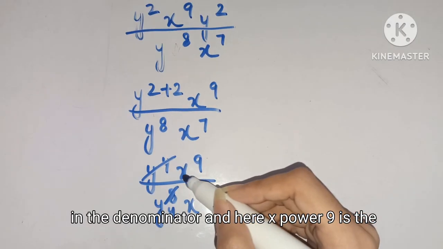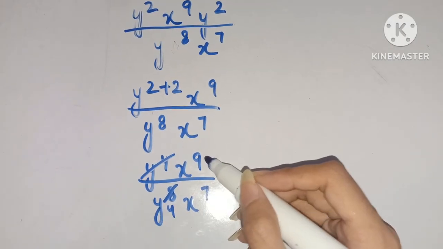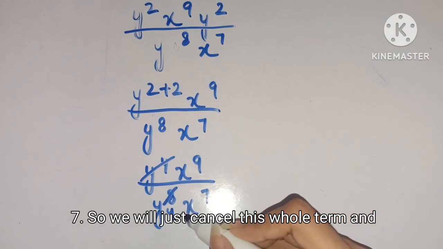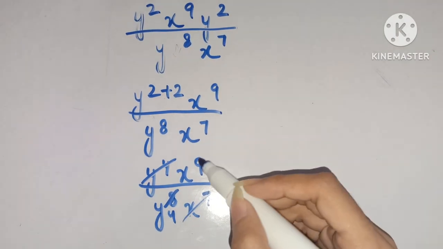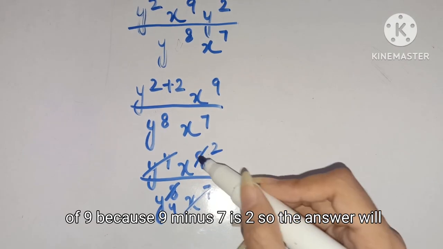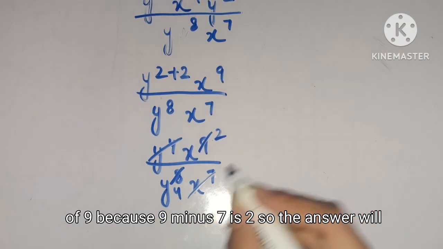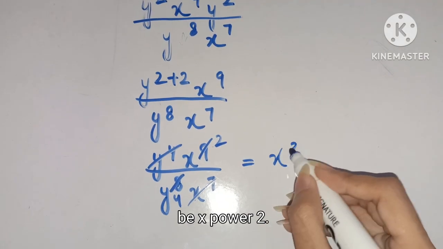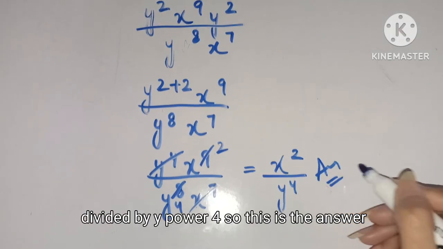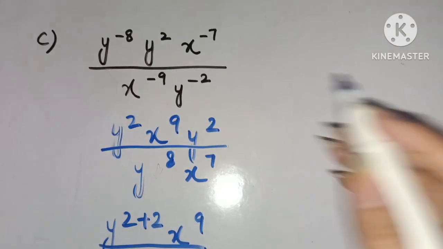And here x power 9 is the term, and in the denominator it is x power 7. So we will just cancel this whole term, and here we will write 2 instead of 9, because 9 minus 7 is 2. So the answer will be x power 2 divided by y power 4. So this is the answer using the first method.